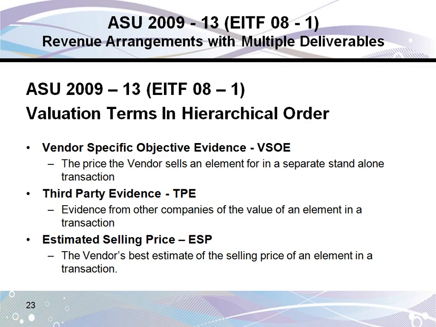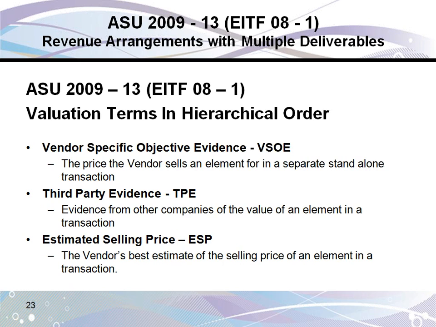Our second valuation methodology, and the one we would move to if we didn't have vendor-specific objective evidence, is third-party evidence, and that's evidence from other companies of what they sell a similar item for. In practice, a lot of companies have found third-party evidence difficult to apply because, one, either there aren't sufficiently similar products offered by other companies, or two, if there are, the vendor doesn't have insight into the pricing of those. So this is an option, but it's one that's not available to most companies most of the time.